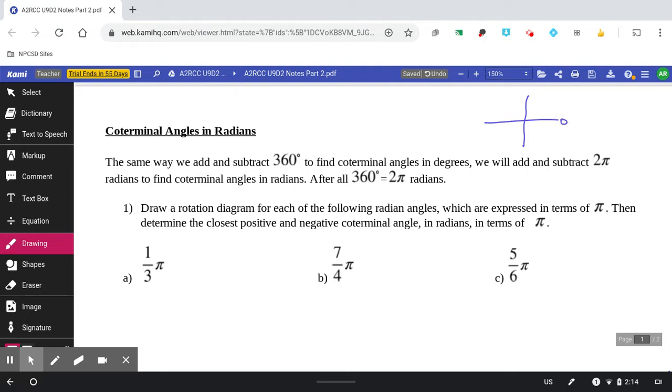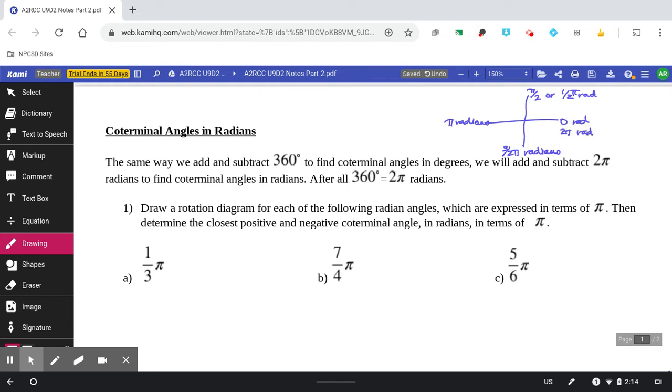So this would be 0 radians, and then this is pi over 2, or 1/2 pi radians. Over here, we would have pi radians, or really 1 pi radians, right? Over here, you're going to have 3/2 pi radians. And then here it would be 2 pi radians.